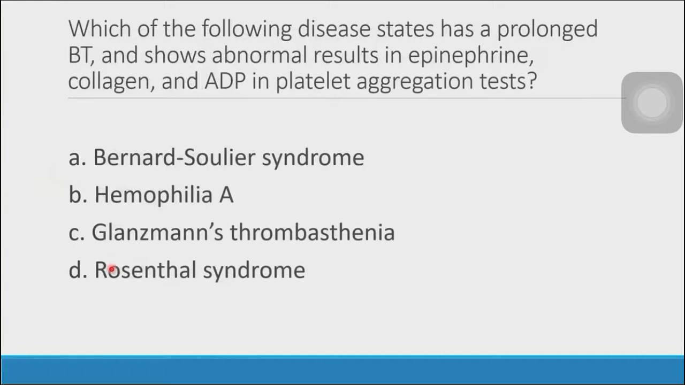Which of the following disease states has a prolonged bleeding time and shows abnormal results in epinephrine, collagen, and ADP in platelet aggregation tests? So for prolonged bleeding time, you can say na baka may problem sa primary hemostasis since primary hemostasis involves the action or interaction of platelets and endothelial lining. Okay, so in here, ano kaya yung tamang sagot?